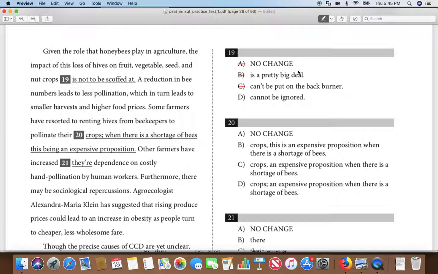Okay. A reduction in bee numbers leads to less pollination, which in turn leads to smaller harvests and higher food prices. Some farmers have resorted to renting hives from beekeepers to pollinate their crops. When there is a shortage of bees, this being an expensive proposition. Okay. Caroline, what do you think about the underlined portion there? It does not sound good. It sounds pretty terrible. Yeah, I would agree with that completely.